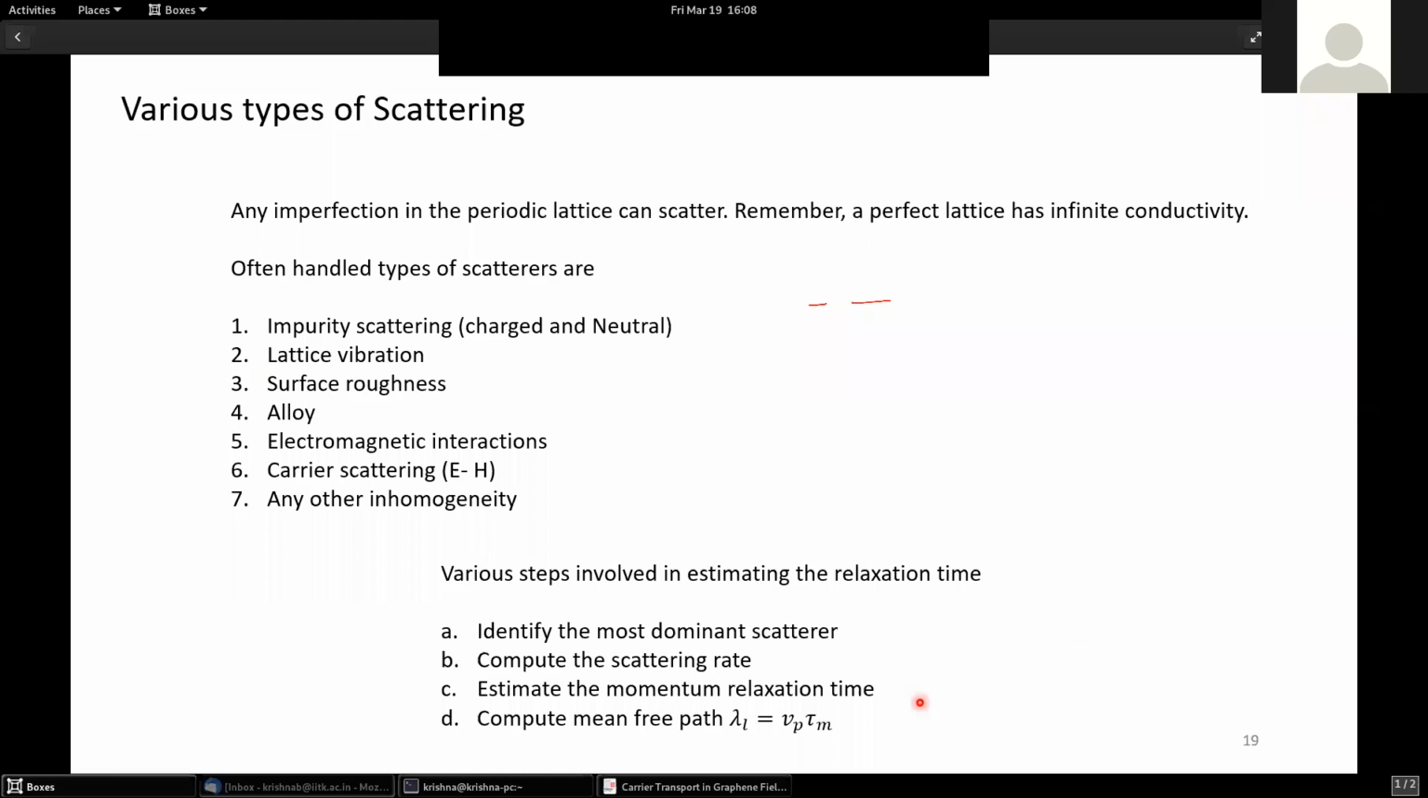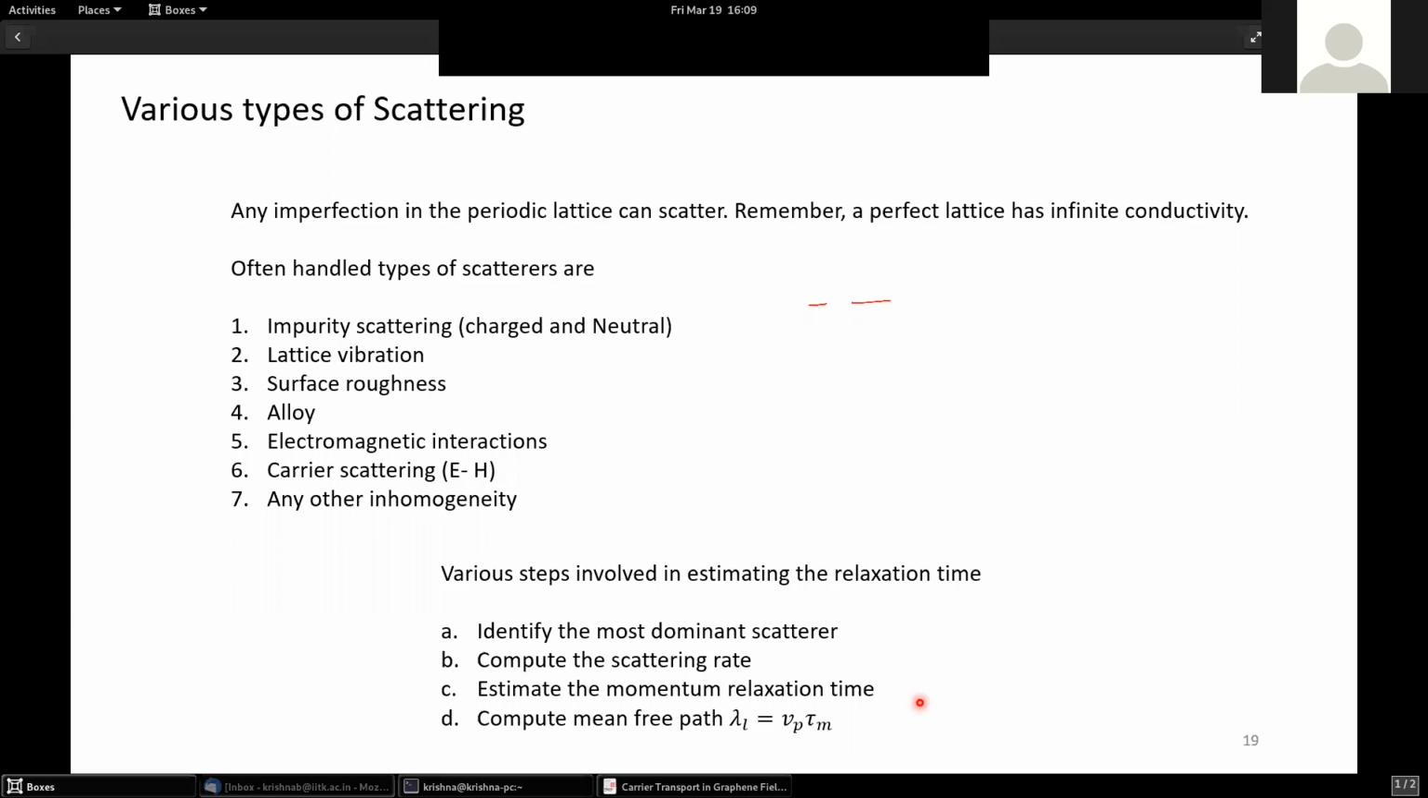In general, any sort of inhomogeneity in the periodic potential will cause scattering, because as we saw previously, if you have a completely homogeneous potential, it should not scatter anything, right? So basically you should have infinite conductivity. Many times we do not have infinite conductivity because the mobility is not infinite, because we have imperfections, and we will see what happens if we have imperfections.